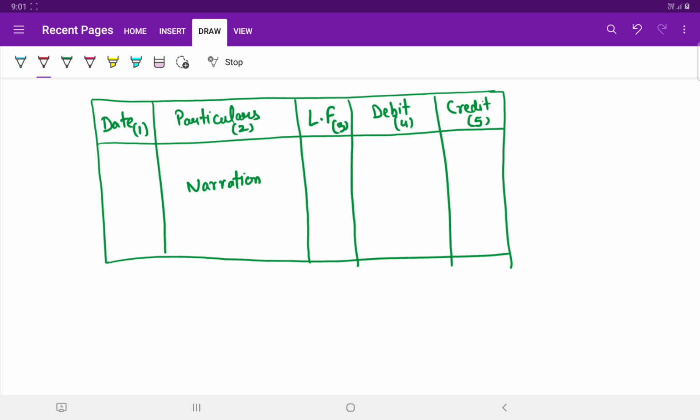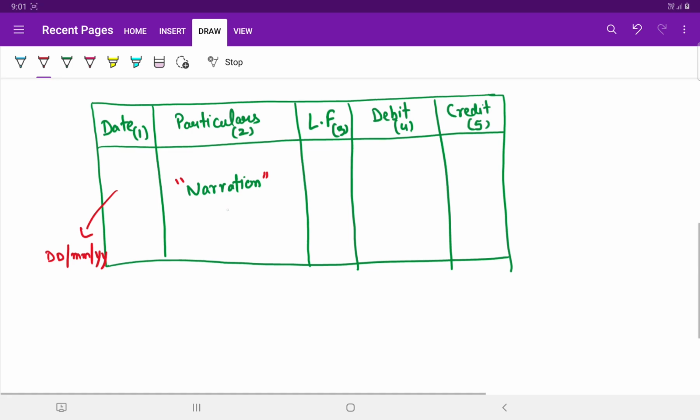In the first column, the date of the transaction is entered. The year and month is also written in this column. So a complete date in the format of date, month and year is written over here. Then comes the particulars. A brief explanation of the transaction known as narration is given in the particulars column. It is necessary to write the narration below each transaction. After the narration, a horizontal line is drawn to separate one entry from another.